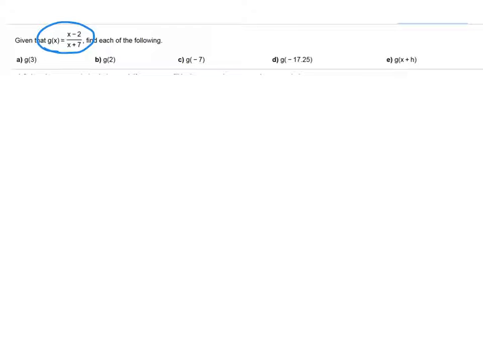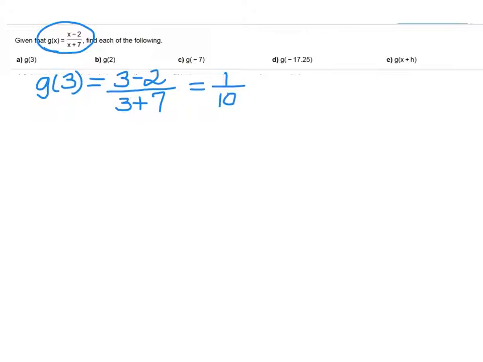And I don't think most of you will have any challenges with that part, because g of 3, you know at this point, simply means you're going to plug in 3 in place of x. So g of 3 is 3 minus 2 divided by 3 plus 7. And since 3 minus 2 is 1, and 3 plus 7 is 10, then g of 3 is equal to 1 over 10.